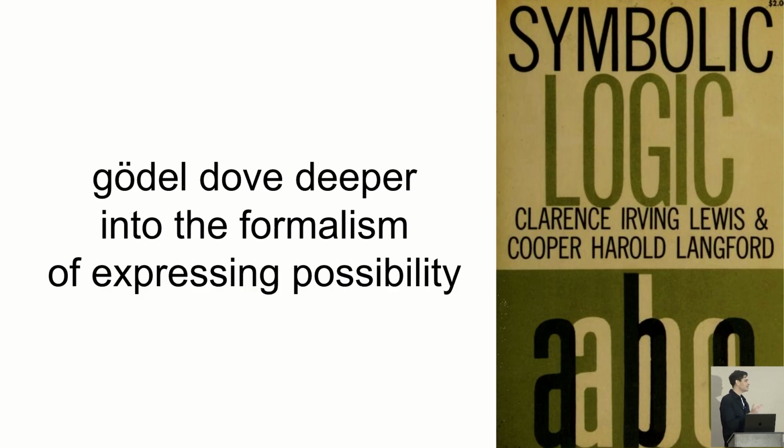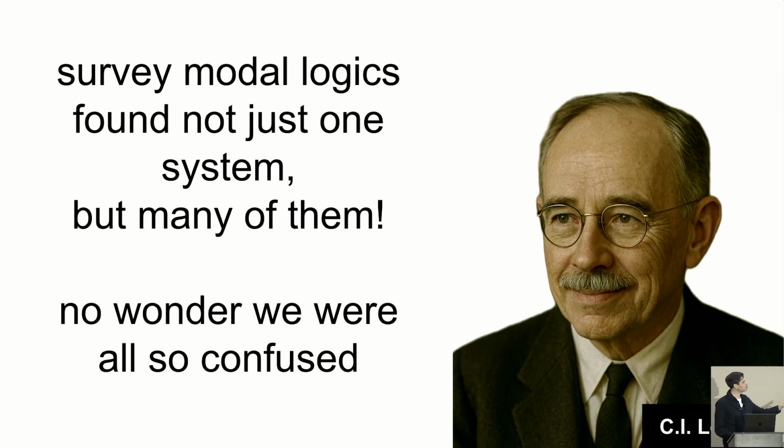Lucky for him, another guy named C.I. Lewis had just produced a book on symbolic logic. And C.I. Lewis had surveyed all of modal logics. And guess what he found? He found that actually there wasn't just one modal logic. There were many of them. So maybe that explains why we're all so confused.